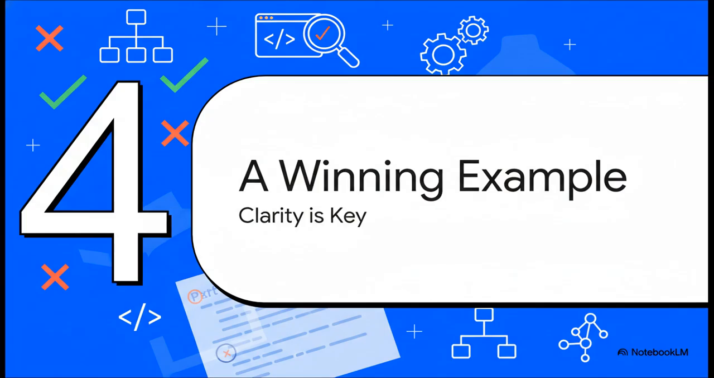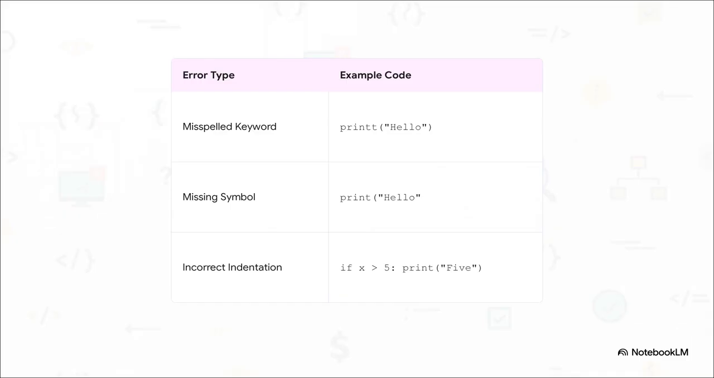Now we just have to give an example. And listen, the goal here is not to be clever or complicated. When you're in an exam, the goal is to be clear, simple, and 100% undeniably correct. The mark scheme itself gives us some fantastic, simple examples to borrow from. You could just misspell a keyword, like writing print with 2 T's. Or maybe you forget a closing bracket or a quotation mark. Even getting your indentation wrong counts. Any of these are absolutely perfect for your answer.